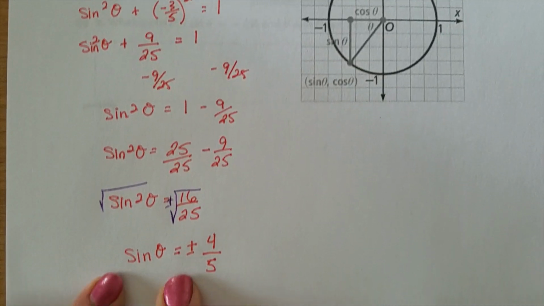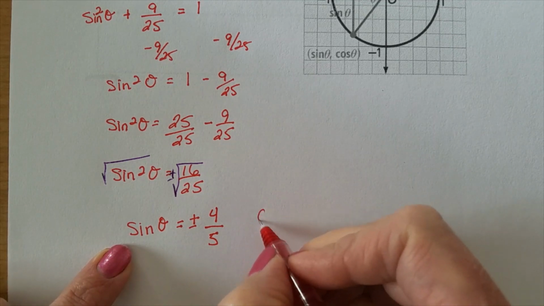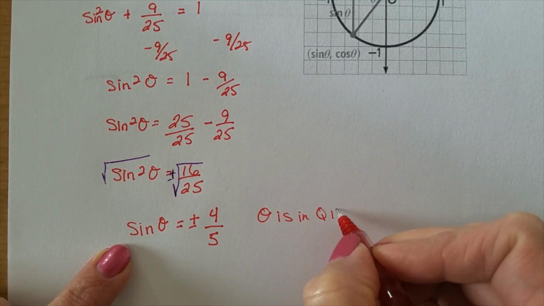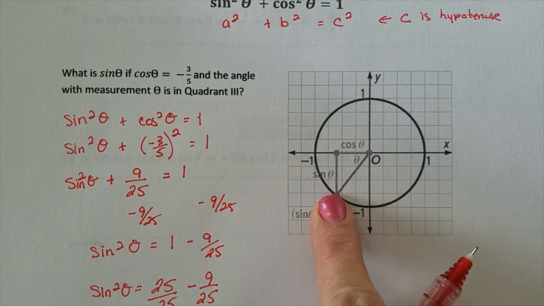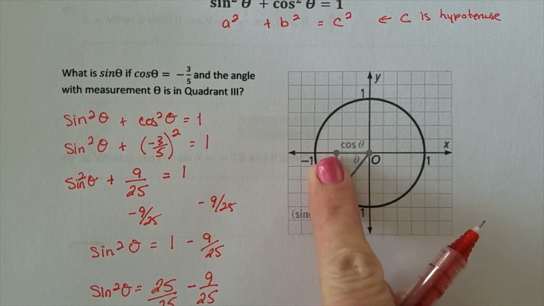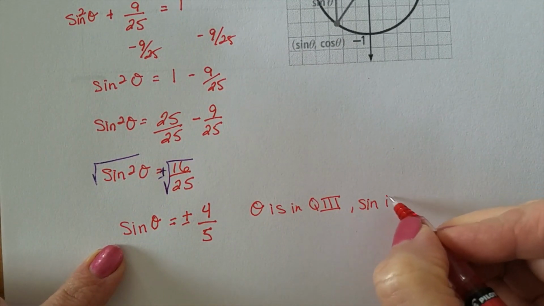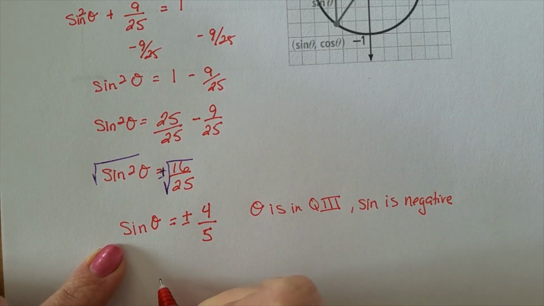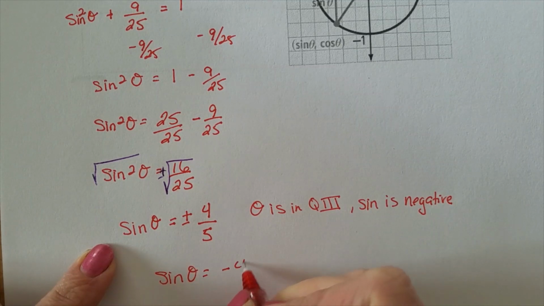Now, notice I have this plus minus here. I need to determine, is that going to be positive or negative? Remember, theta is in quadrant 3. If we are in quadrant 3, sine is negative. So that means sine of theta equals -4/5.